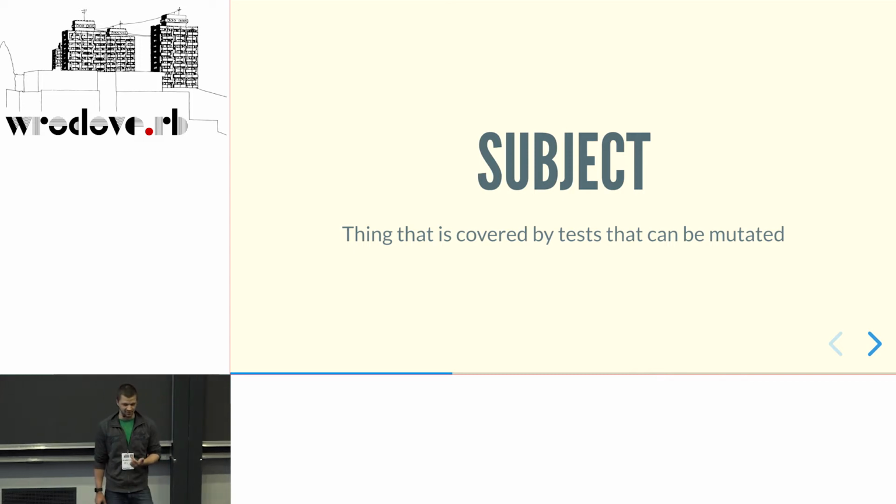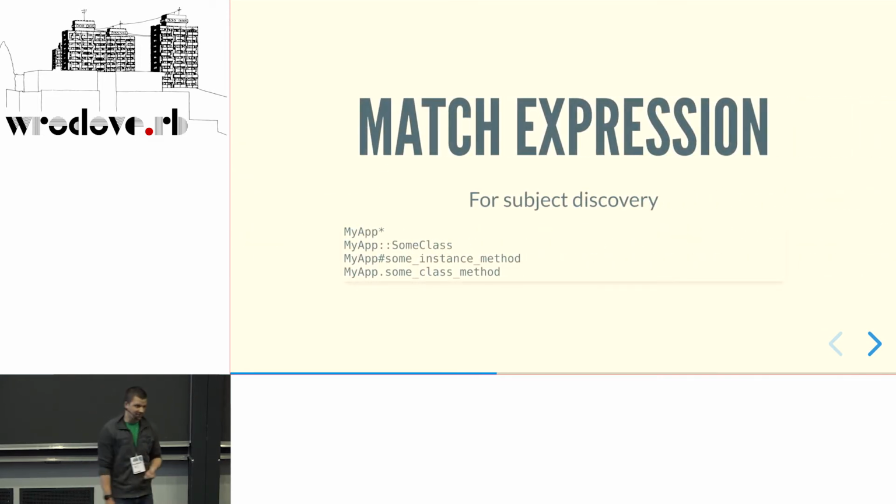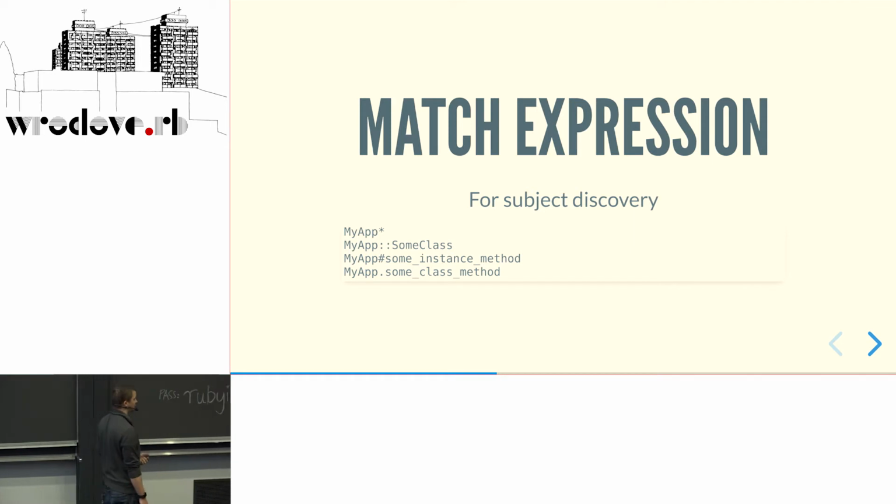I could expand it into class-level DSL. I could expand it into constants. I could expand it into inheritance declarations for classes. But for now, a subject is just an instance method and class method, and I would hope that everybody has a bulk of the logic there. Then we have the match expression. The match expression is a Mutant-specific concept which just tells the engine where to look for your subjects.